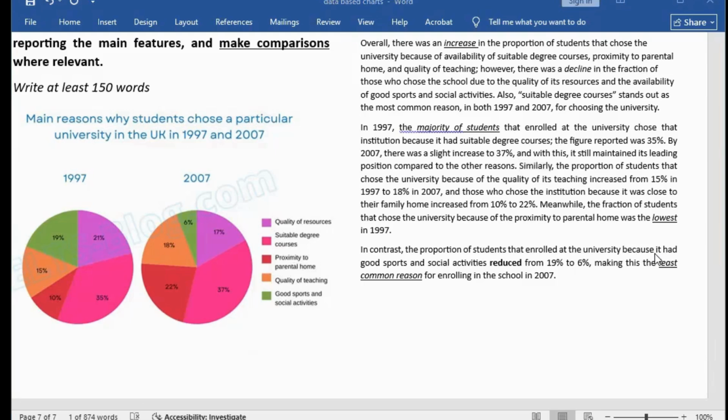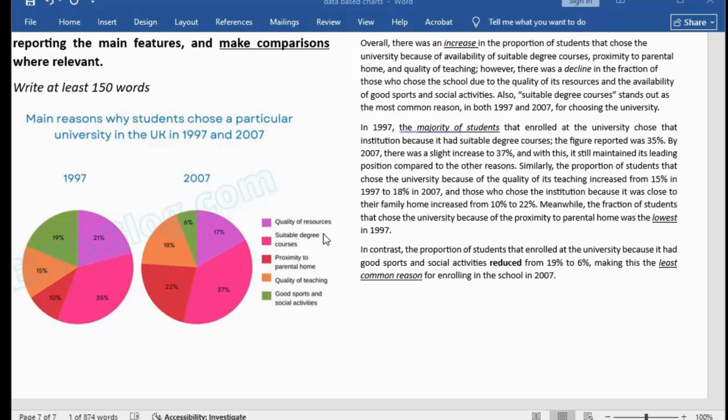Somebody says, however. Oh, no, you cannot start with however. Because however means you want to write something opposite to what you wrote before, but what you want to write now is similar. So you cannot say however. Okay, that's error one. The person said, however, the quality of service did not reduce. No, the thing that reduced is the proportion of students that chose the school because of quality of resources. The quality of resources did not reduce.